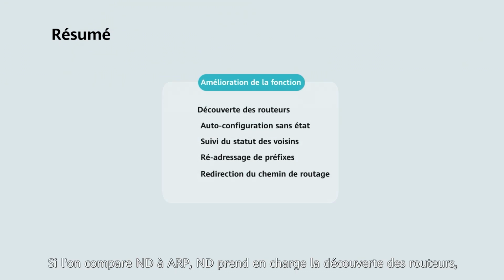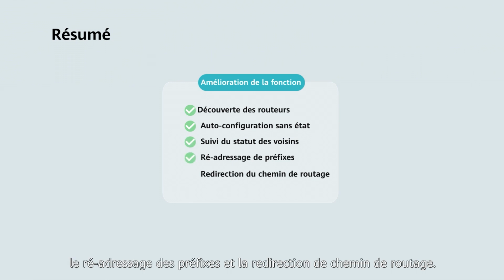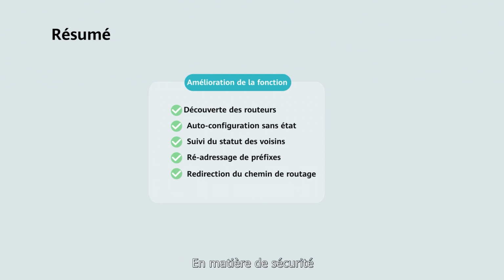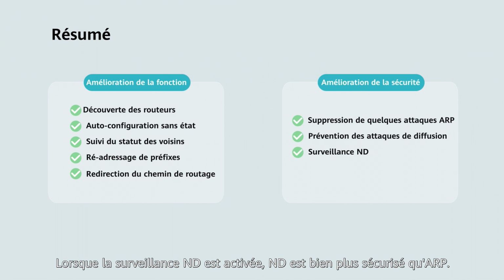In terms of functions, ND supports router discovery, stateless auto-configuration, neighbor status tracking, prefix readdressing, and route redirection compared to ARP. In terms of security, ND removes some ARP attacks and prevents broadcast attacks. With ND snooping enabled, ND is much more secure than ARP.